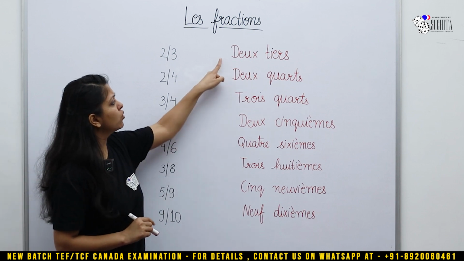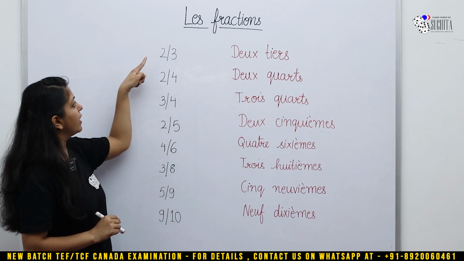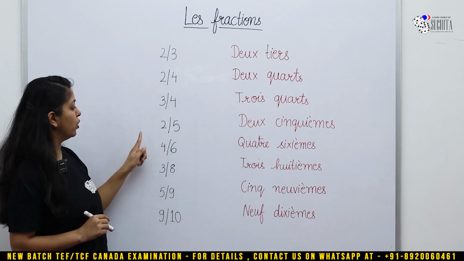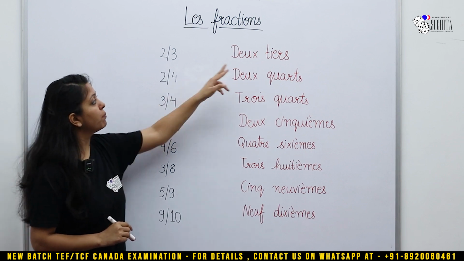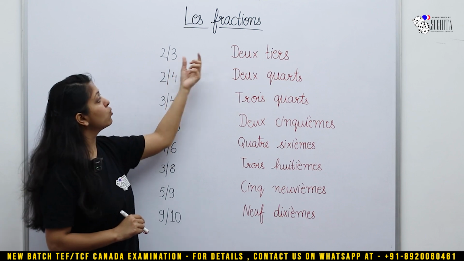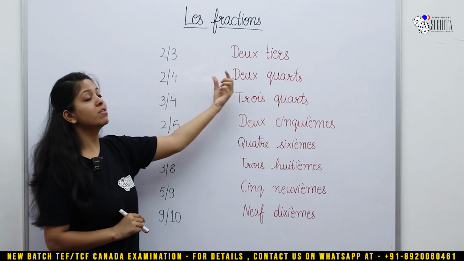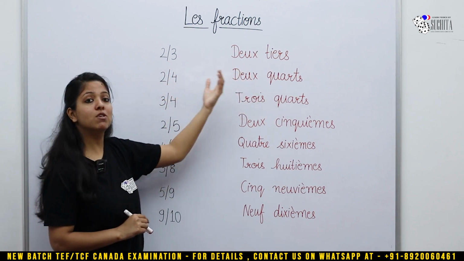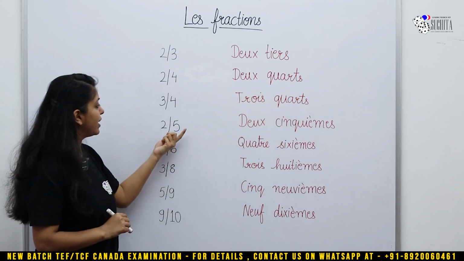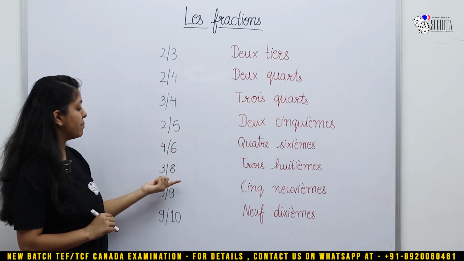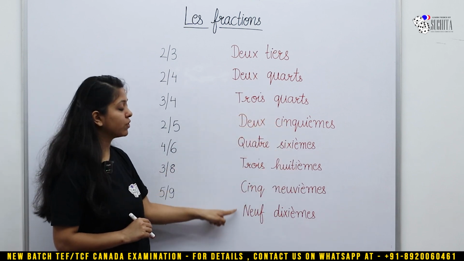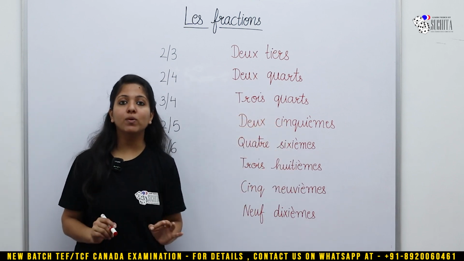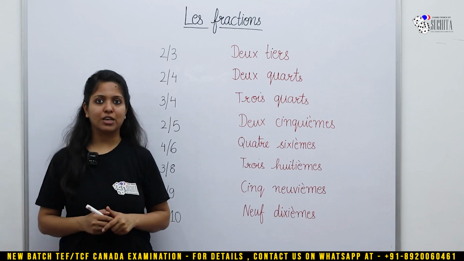So what you have to do is write the numerator, like 2, 3, 4, 5, 9, followed by the fraction. Like third was tiers, 4th was quart, then cinquième, sixième, huitième, neuvième, dixième, but with an S because all of them are plurals. So following this rule, you can write any fraction.